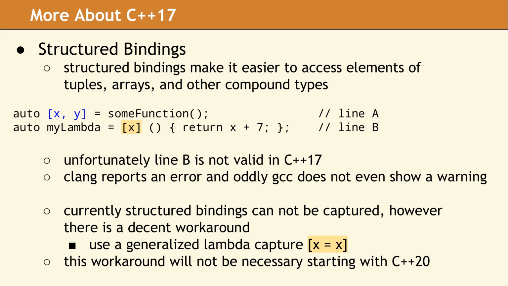The workaround for this issue is to use what is called a generalized lambda capture. Instead of the capture just saying X, you write X equals X. This is a bit silly, and starting with C++20, this workaround will not be required.